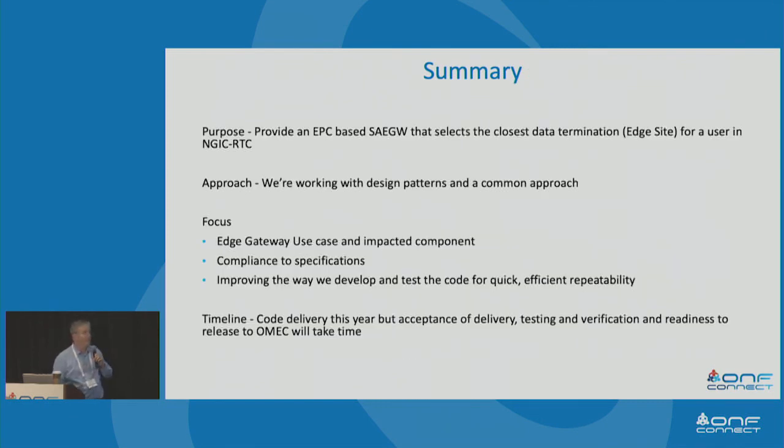And so in summary, right, we're looking at the edge selection sites. Our approach is heavily patterns-based at this point to get the code moving. And really, our focus is the NGIC, RTC libraries, and compliance. And as you can tell, we want to improve the way the functions are being built, and we want to get better and faster at it. Timeline-wise, we'll see the code in my lab toward the end of this year.